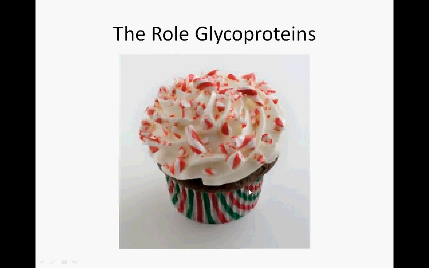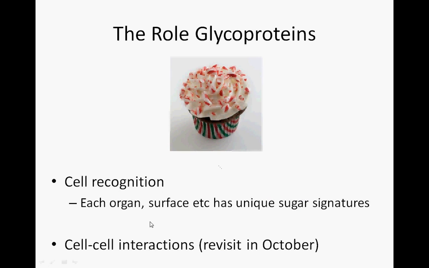The way that you can figure this out is, what kind of cupcake is this? So think about it for a second. You can't taste it, you can't smell it, and you didn't make it, so how the heck would you know? And the answer is obvious. It's a peppermint cupcake, and you know because of the sugary things on top of it. So my point here is that a lot of functions involving cell recognition are associated with glycoproteins. Each organ, each cell surface, etc., tends to have a unique sugar signature on it.